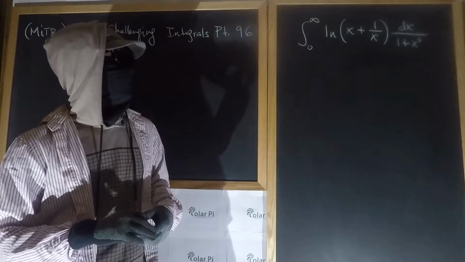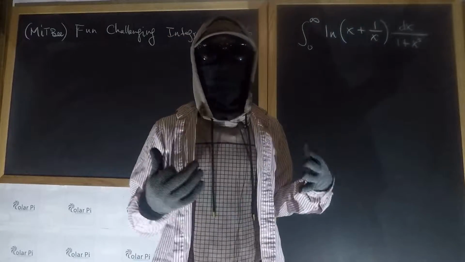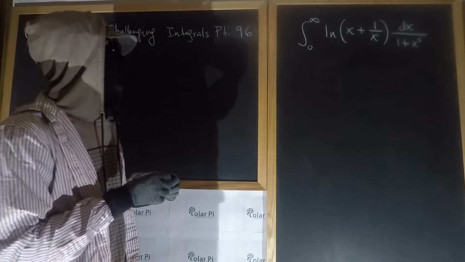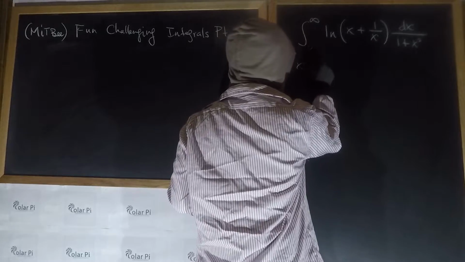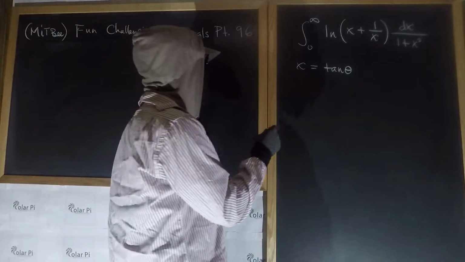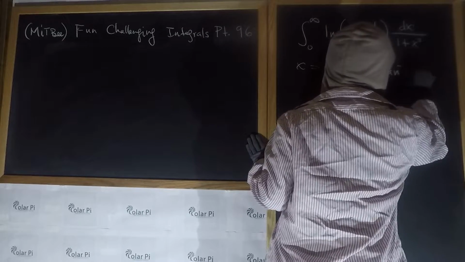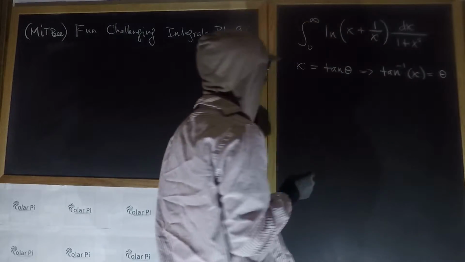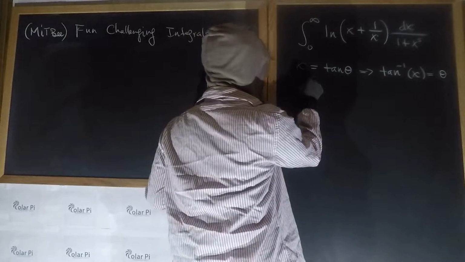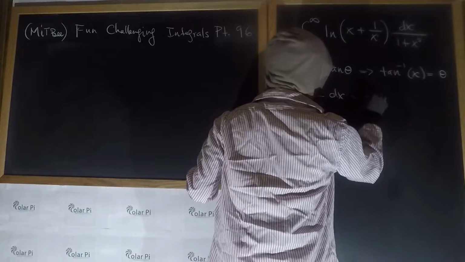We have a really cool integral here. Notice that we've got 1 over 1 plus x squared in this part that we always associate with tan inverse. So with that in mind, the way we should start this integral is by letting x equal tan theta. If x is equal to tan theta, then tan inverse of x is equal to theta, right? And then taking the derivative on both sides, we see that 1 over 1 plus x squared dx is equal to d theta.